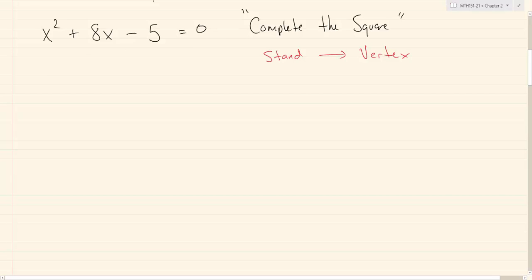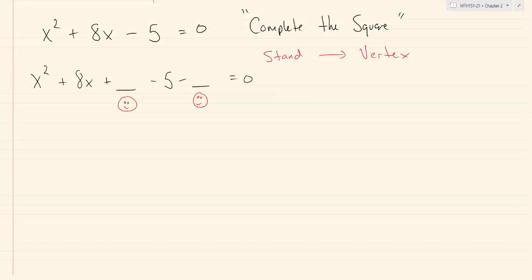So we're going to run through completing the square with this one. The first thing that we do in completing the square is we put in some blanks. I like to consider this blank to be a smiley face. I don't want to put an extra variable in there because sometimes that's confusing, but x squared plus 8x plus something minus 5 minus the same something. So we're going to add something and then we're going to subtract something. This is a little trick to keep everything balanced.